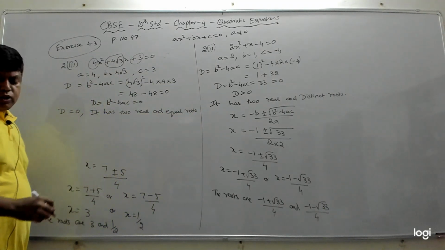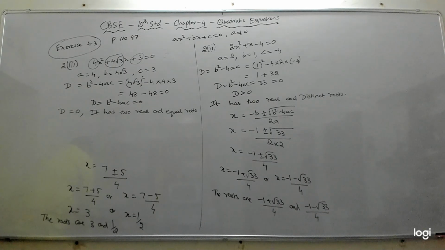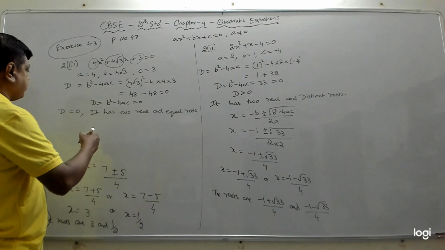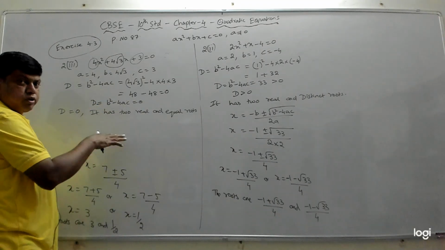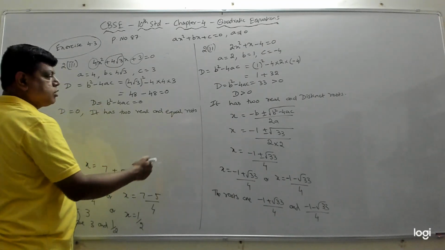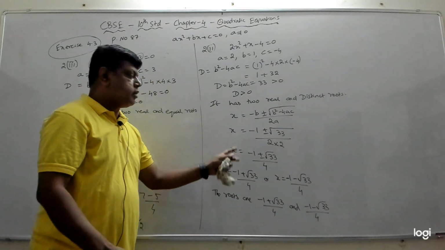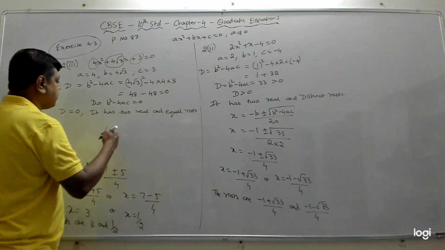Now even if the value of D is 0, we'll proceed and try to find the value of x. We can solve them, which means the roots are there. But the only thing is they will be equal roots. You'll get the same value for x. You'll get 1, 1 or x is 3, 3, something like that. So we'll solve and find out.